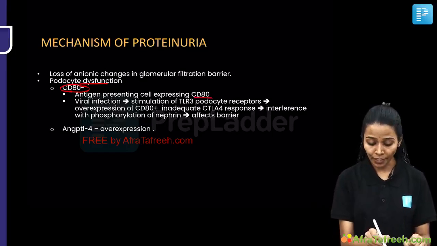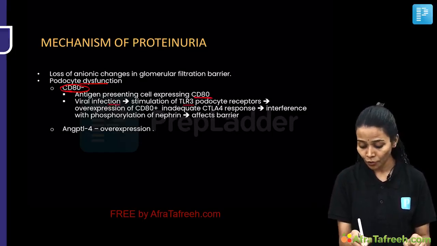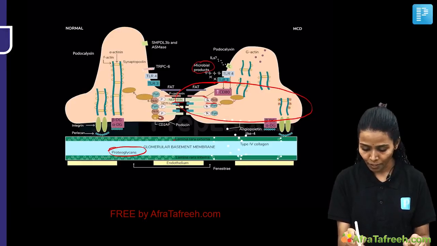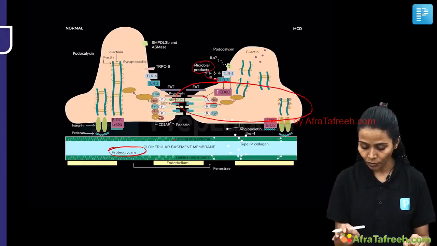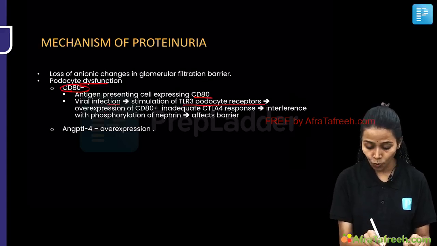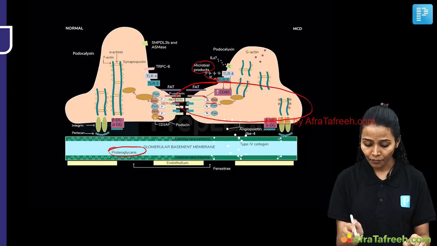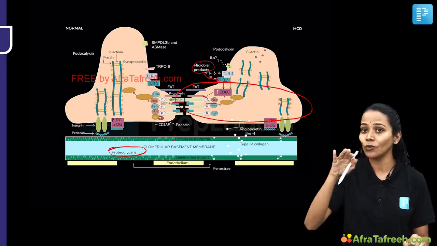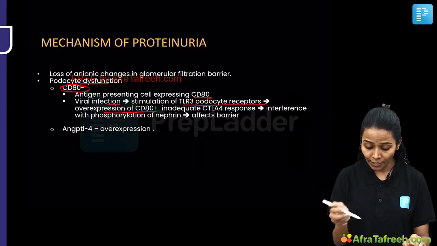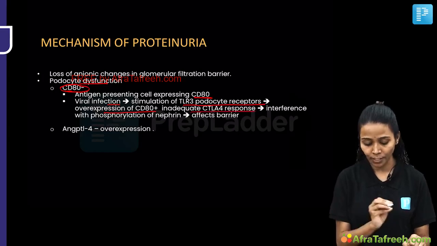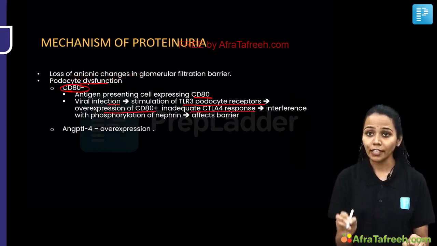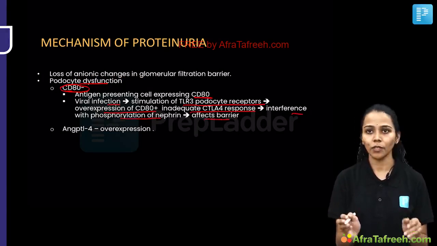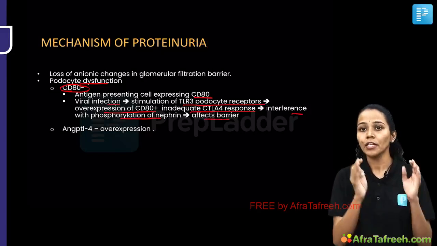Now what happens is when there is viral infection, there is stimulation of this TLR3 podocyte receptor, which I showed you, which is this one. You can see the microbial product is coming and acting on the TLR3, and this leads to overexpression of CD80, which we showed. And generally when CD80 is overexpressed, the CTLA4 comes and controls it. But here there is inadequate CTLA4 response. So this leads to interference with phosphorylation of nephrin, which affects the barrier. Okay, so this is a pretty simple mechanism.